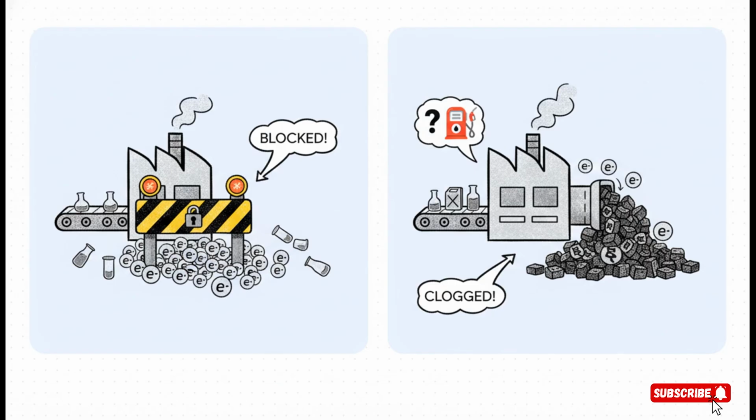Well, there are two main types of polarization. The first is activation polarization. Just think of it like a traffic jam right at the toll booth. There's a bottleneck in the electrochemical reaction itself, like transferring the charge at the surface is just really slow.